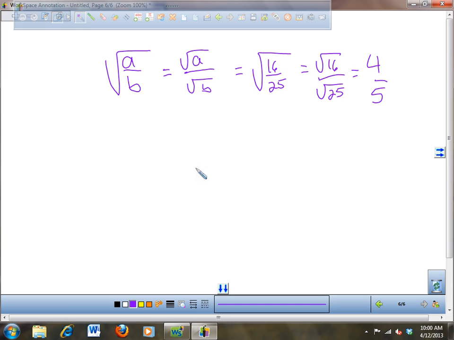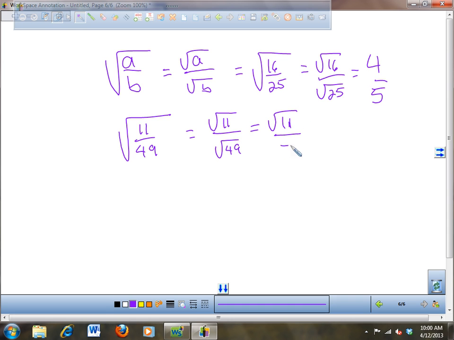the square root. So say for example, I had this, square root of 11 over 49. I can rewrite this as the square root of 11 over the square root of 49. What is the square root of 11? Is it a perfect square? No, so you just leave that alone. But what is the square root of 49? 7. So you rewrite this as square root of 11 over 7. So if something can be pulled out of the square roots, you'll pull it out. Okay?